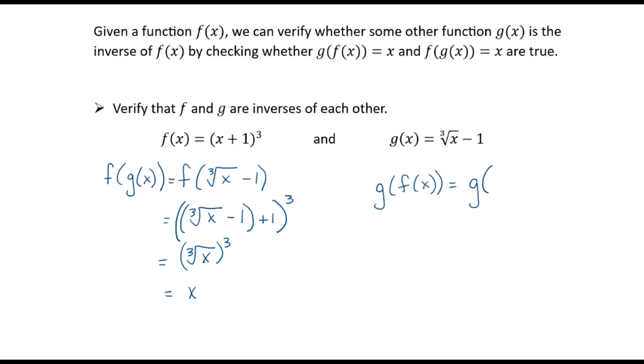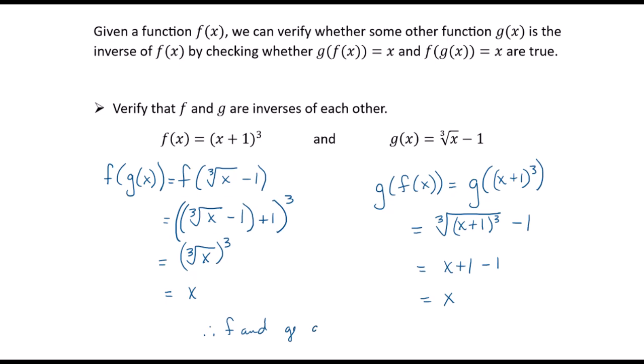g of f of x is x plus 1 cubed. g of x plus 1 cubed is going to be the cube root of x plus 1 cubed minus 1. The cube root of x plus 1 cubed is just x plus 1, and I still have this minus 1 hanging around, and this is x. Therefore, f and g are inverses.